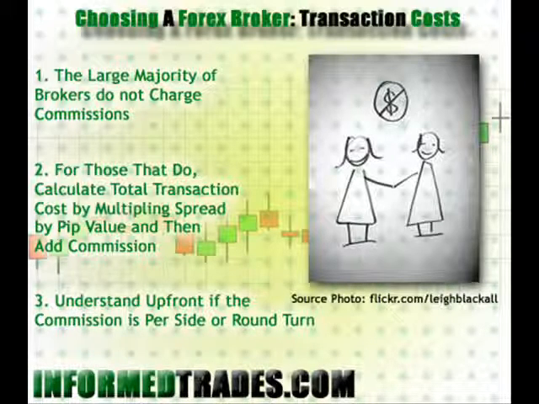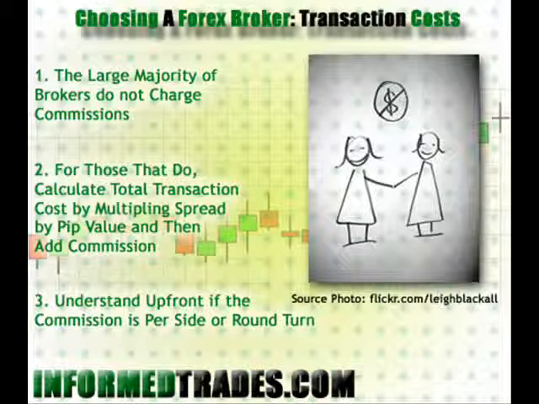As an example, the current pip value when trading on a standard account for dollar-yen is $9.25, and the current spread with the broker I'm looking at is 2.5 pips. So if this broker were to charge a $10 commission on top of this, then my total transaction cost would be $9.25 times 2.5 plus 10, or $33.13.